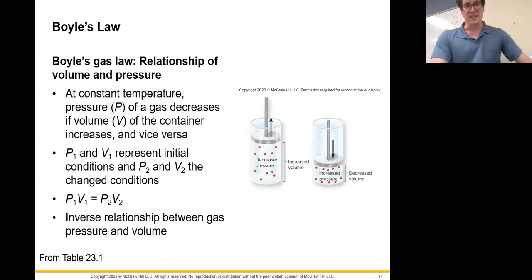Okay, this idea of increased volume leading to decreased pressure, or decreased volume leading to increased pressure, is what's known as Boyle's law. Okay, this is the relationship between volume and pressure. That's this P1V1 equals P2V2. This has to be the same. So if those things have to be the same, if we increase the volume, that means we have to decrease the pressure, or vice versa. If we increase the pressure, we're going to have to decrease the volume. Does that make sense? In order for the two things to be equal.